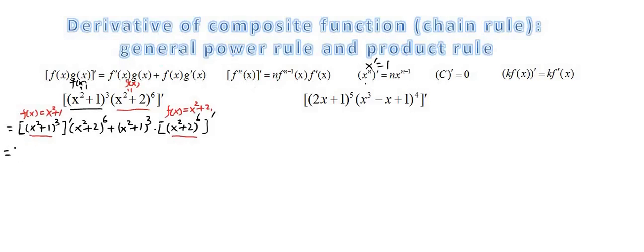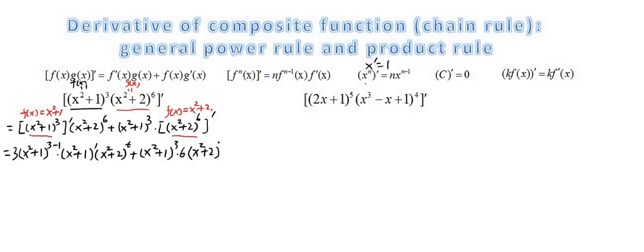So we have n times x squared plus 1. f(x) is x squared plus 1 to the power n minus 1, that is 3 minus 1, times the derivative of f(x). So that will be (x squared plus 1) prime. And copy this term, we have (x squared plus 2) to the power 6. Similarly, for this derivative, we copy (x squared plus 1) cubed and times n is 6. And f(x) is x squared plus 2 to the power n minus 1 times the derivative of f(x).